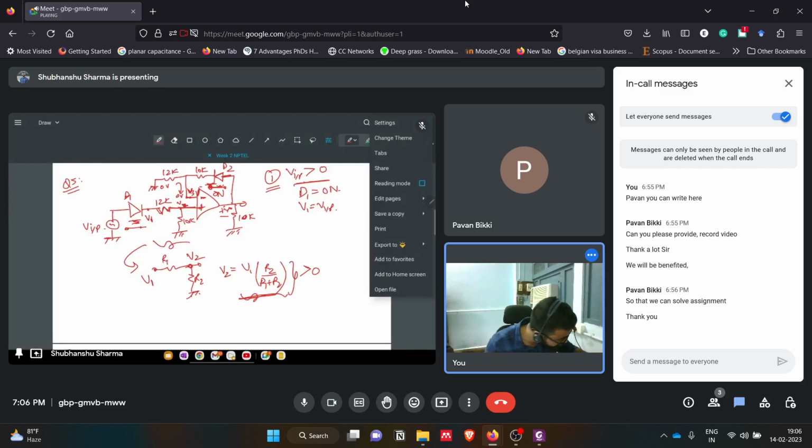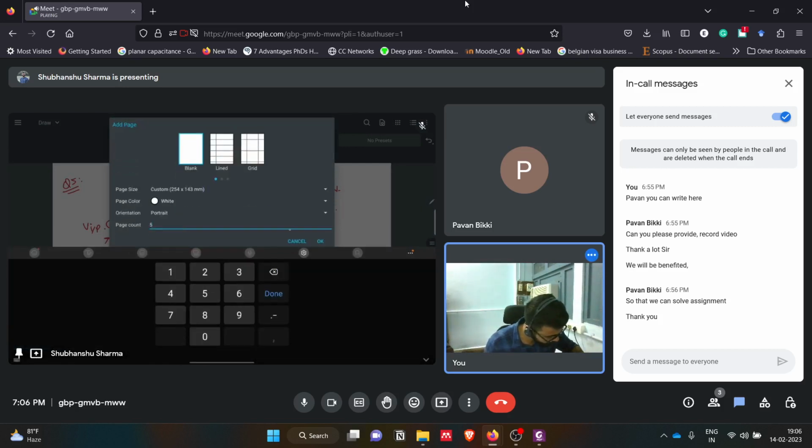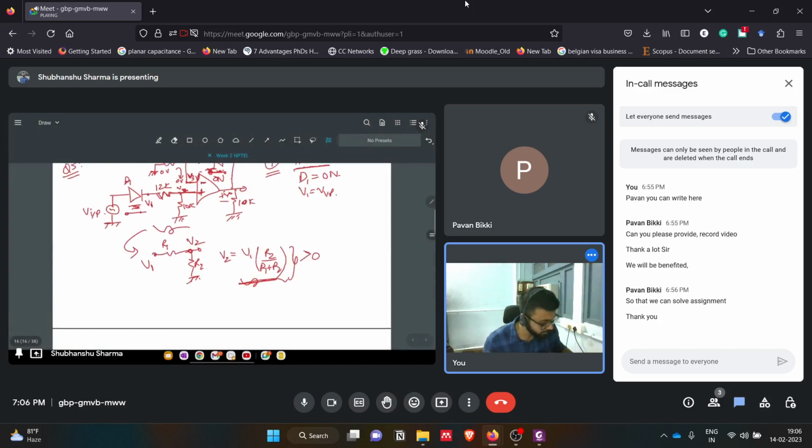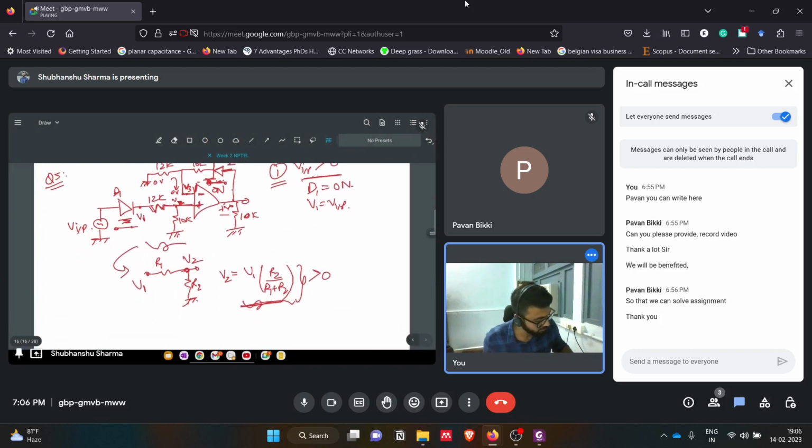I'll just add some pages here, let's say 5 pages. So this showed that D2 is in the on condition. Now I think you can solve this circuit. This circuit becomes really easy.